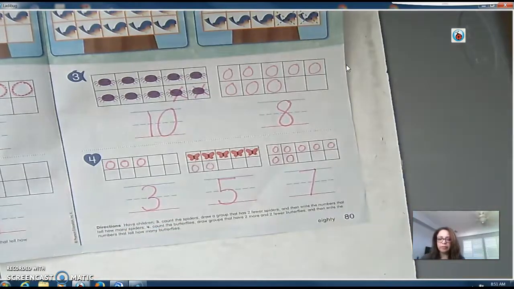All right, so boys and girls, today you have learned what is 2 fewer. 2 fewer means that you're going to take 2 away from the group that you started with.